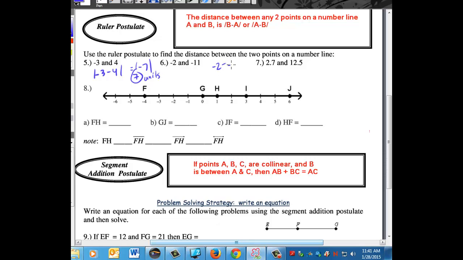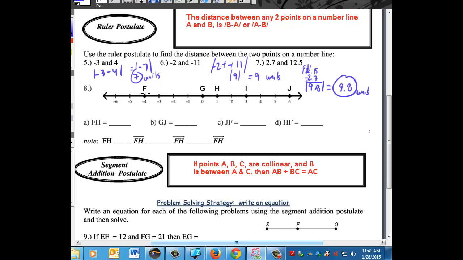Negative 2 minus negative 11, and that becomes the absolute value of 9, which is again going to be 9 units. And then let's do 12.5 this time, minus 2.7. We have to borrow, that's going to be an 8, 9.8, and the absolute value of 9.8 is going to be 9.8. Oh, and I also put units here.